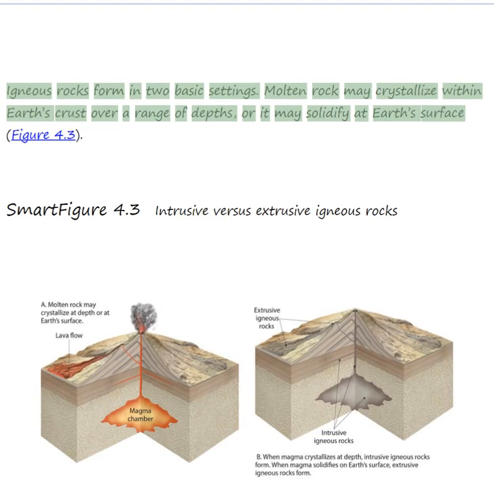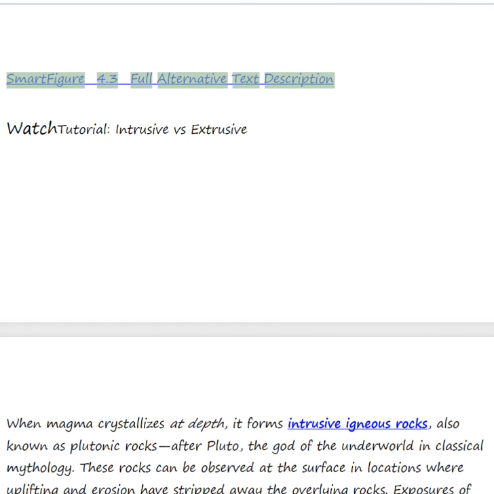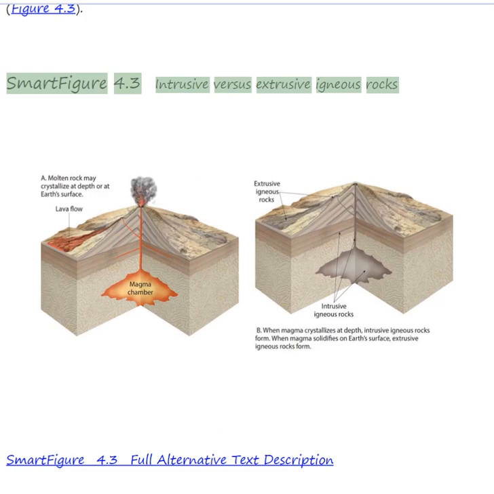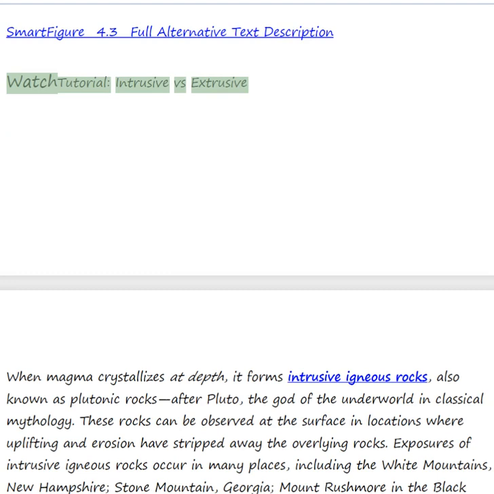Igneous rocks form in two basic settings. Molten rock may crystallize within Earth's crust over a range of depths, or it may solidify at Earth's surface. Smart Figure 4.3 Intrusive versus Extrusive Igneous Rocks. Watch tutorial, Intrusive versus Extrusive.